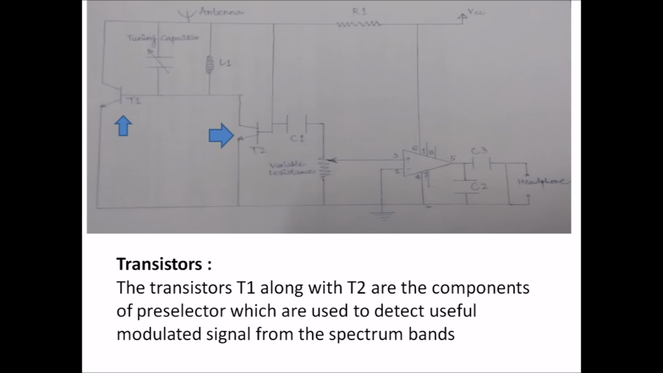Transistors. The transistors T1 along with T2 are the components of the preselector, which are used to detect the useful modulated signal from the spectrum bands.